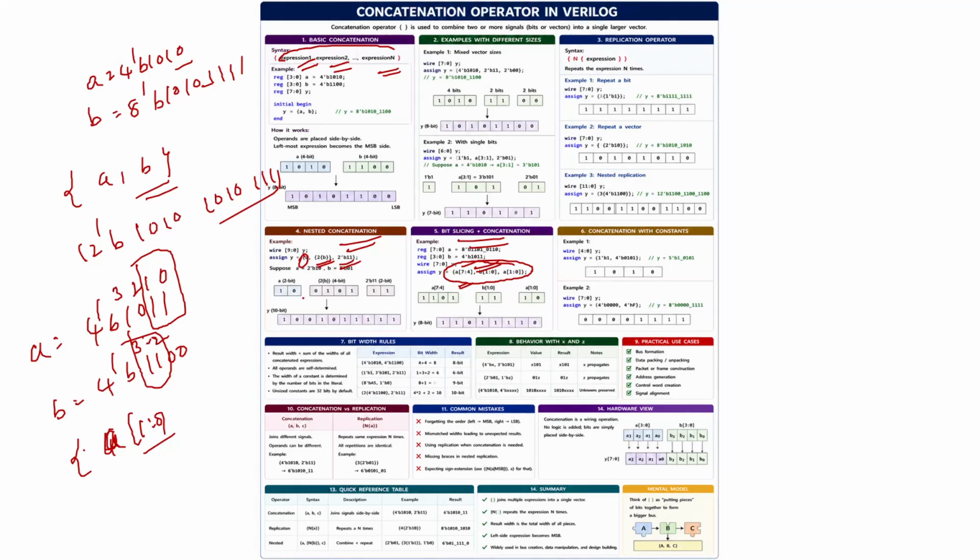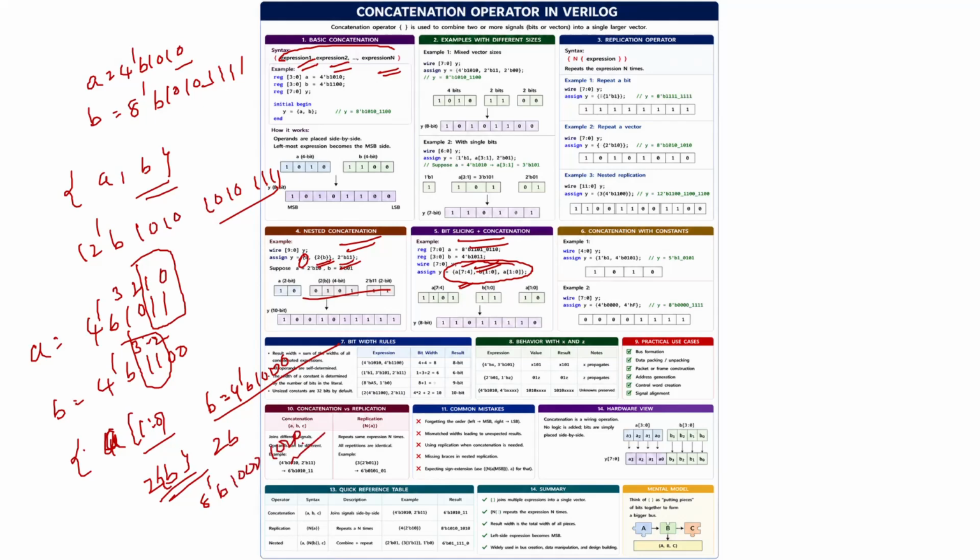All the values should be combined together. So B is 2 times, means it is repeating 2 times. 2{B} is a repetition operator you are doing. Whatever the B value, 4'b1010, you are taking. This is 2 times you need to repeat. 2{B} means 8'b10001000.